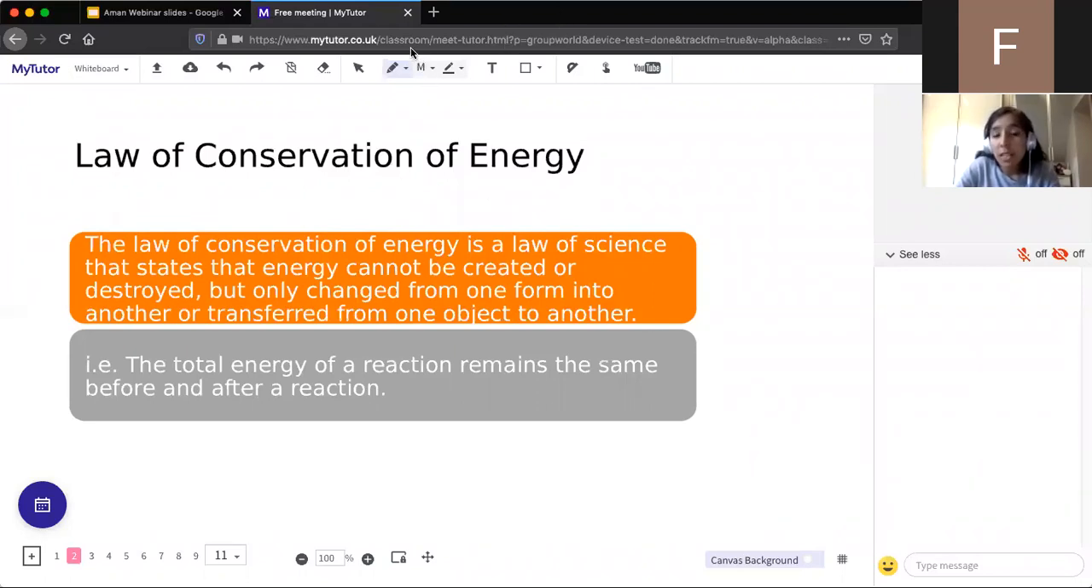Someone's just asking, is this a foundation lesson? It's just a normal lesson, so it's not distinguished between foundation or higher. You need to know all of these topics for both foundation and higher. We'll be doing a range of questions on both.